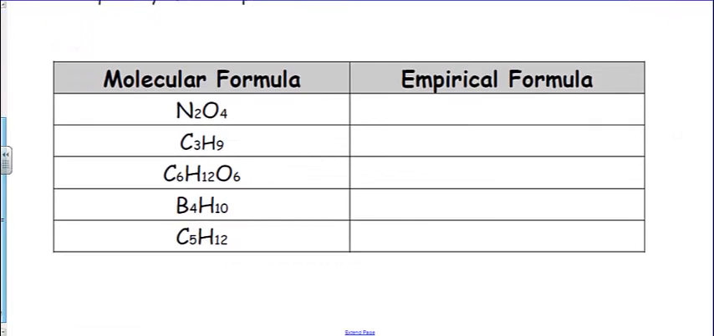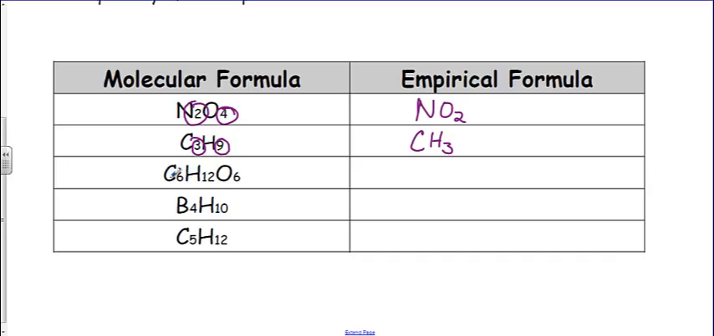The molecular formula N2O4. If we look at our subscripts 2 and 4, they can actually be reduced. We can divide this whole thing by 2 to get an empirical formula of NO2. Let's look at the next one, C3H9. We look at our subscripts, 3 and 9, which can be divided out by 3, so that's what we will do to reduce it. It's just like reducing fractions, basically. So this would be CH3.